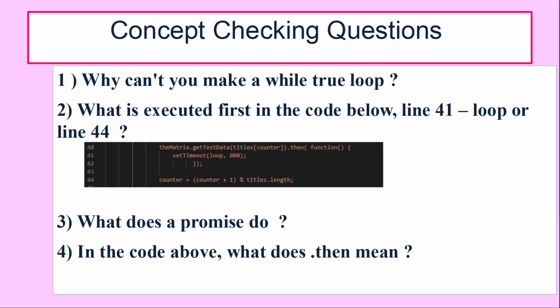Okay, so here are the concept checking questions. Have a look through them. Stop the video and then try and answer them. A couple of things that you need to bear in mind: in question 2, I'm talking about which is executed first, this loop here on line 41, or this line 44, which one is executed first, and then what does this .then mean? I'm referring to this .then here. So let's go through it.